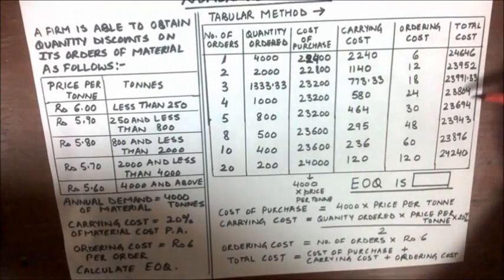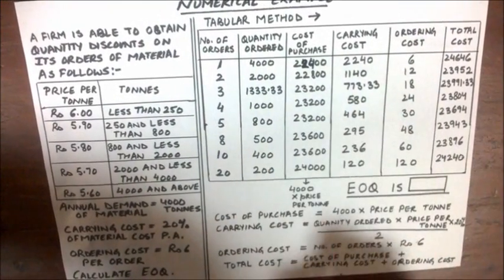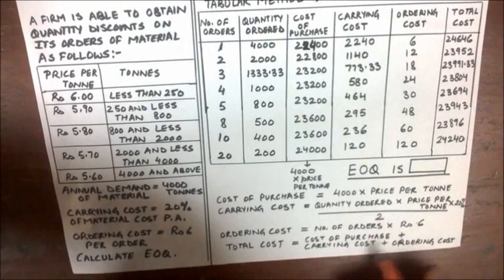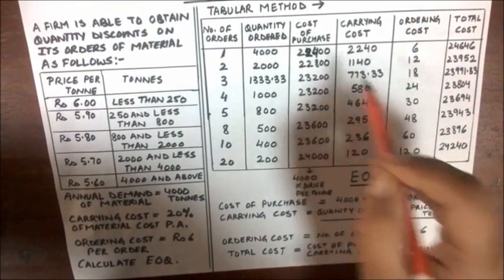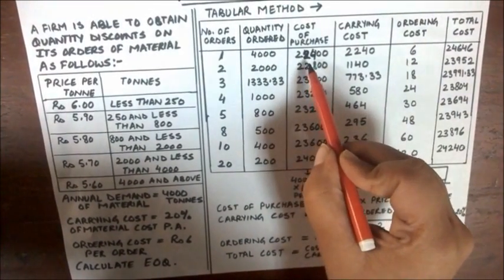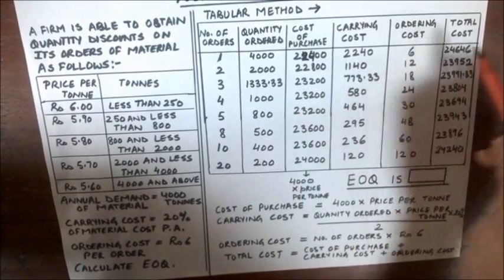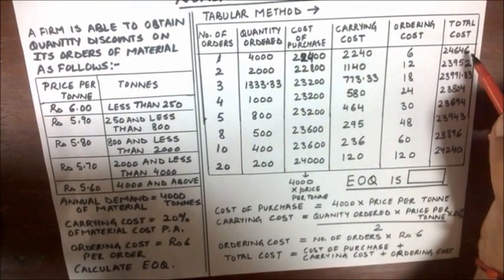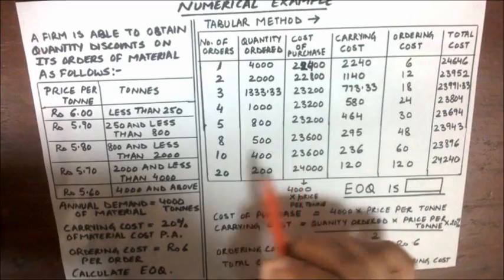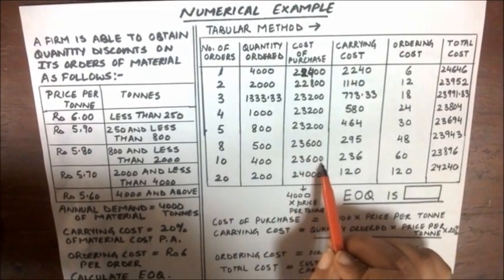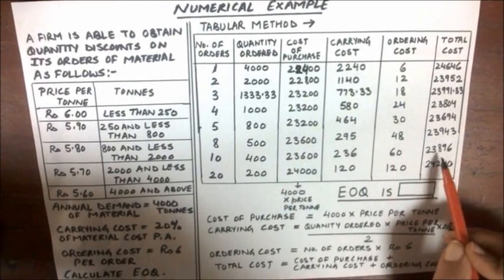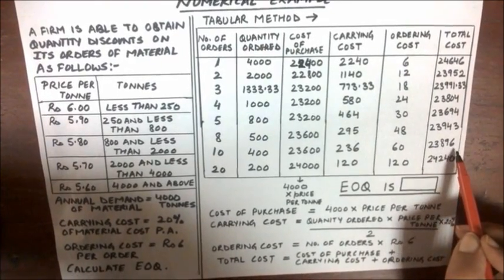Finally, we come to the total cost. The total cost is the sum of the cost of purchase, the carrying cost and the ordering cost. So summing 22,400, 2,240 and 6, we get 24,646. Similarly, for example, 23,600 plus 236 plus 60 gives us the sum of 23,896.